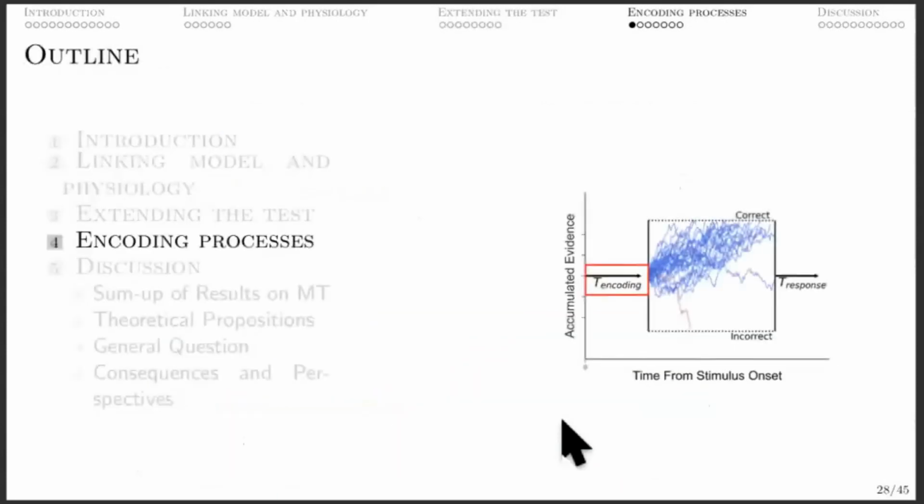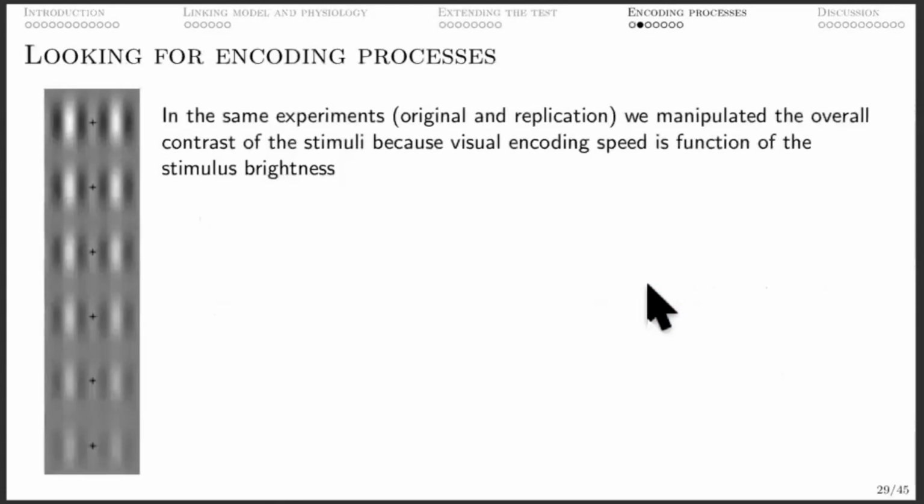So let's move to the last section about encoding processes. We have dealt with the time needed to execute the response. Now we are interested in what's happening before the accumulation. So what we did was that in the same experiment where we manipulated the force needed to respond, both original and replication studies, we manipulated the overall contrast of the stimulus. So we increased or decreased the overall contrast of the stimulus, making it more or less visible.